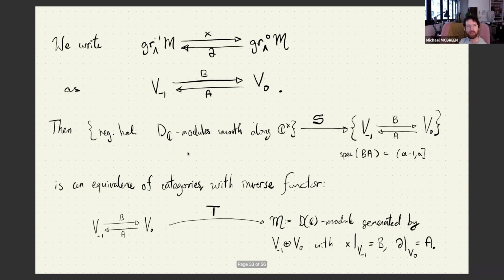And in fact, there's some equivalence of categories where you just map a regular D module to the -1 and the 0 graded part of this filtration, together with the maps induced by x and derivative. Again, this is exactly parallel to the classification of perverse sheaves on a disk, singular at the origin, by their nearby and vanishing cycles, together with the canonical and variation maps.